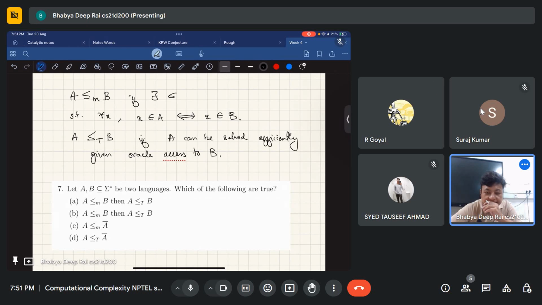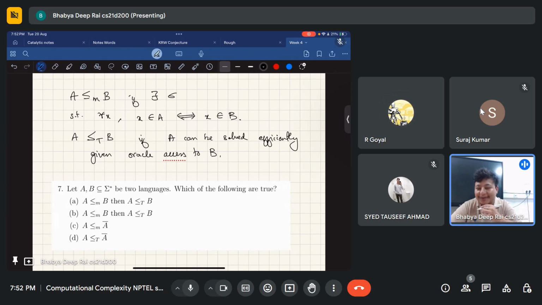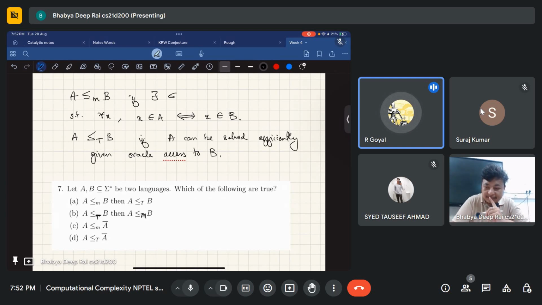Since the Turing reduction is more powerful than this Karp reduction, I guess that this M is called the Karp reduction. So if Karp reduction is there, Turing reduction will definitely be there. So option A is correct. I think that A and B are the same. I cannot differentiate between option A and option B. Oh, okay, wait. This should be T and this should be M. Sorry. Oh, yes. So if it is Turing reduction, then Karp reduction is not necessary.